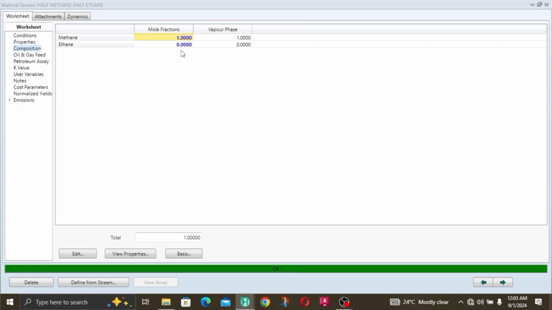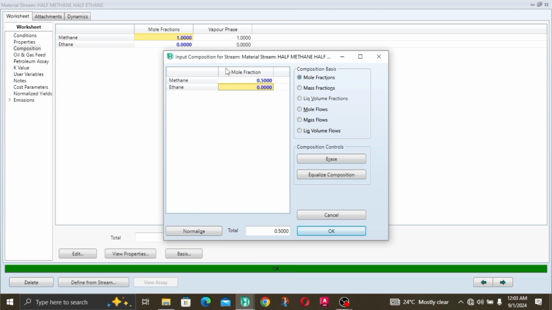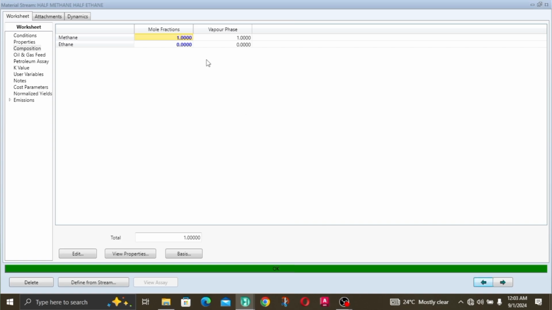Let's just leave it at 1. We're having 1 as our total for the composition. When we're talking about halving it, we divide it by 2, since we have 2 components here. Dividing by 2 gives us 0.5, 50% methane, 50% ethane, half. So we say 0.5 methane, and Aspen HYSYS will automatically give us 0.5 for the ethane too.